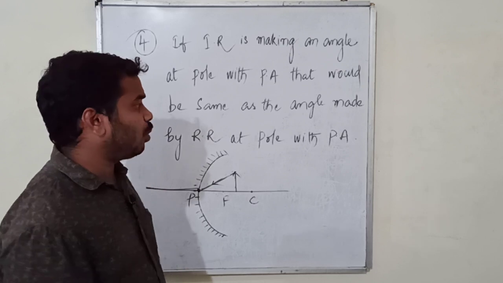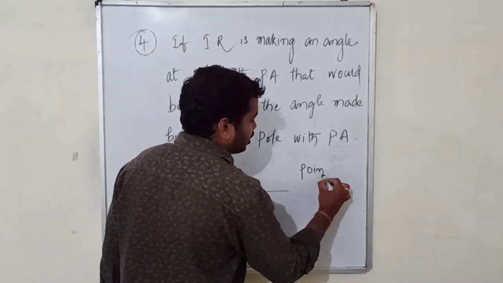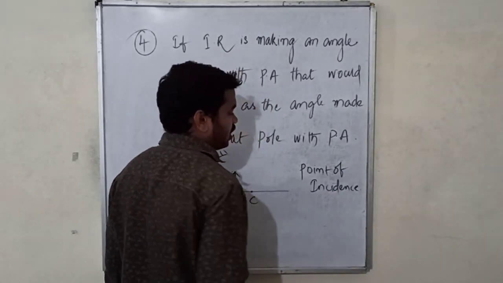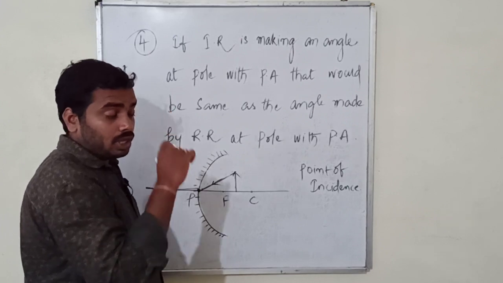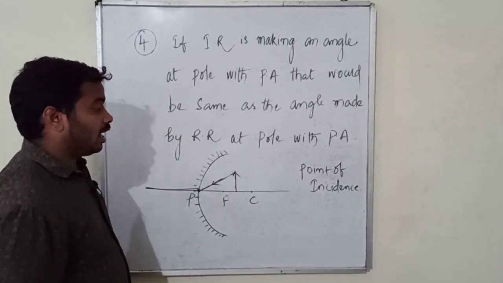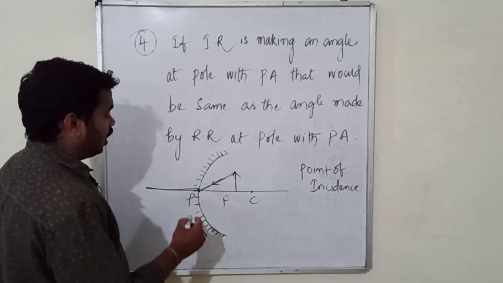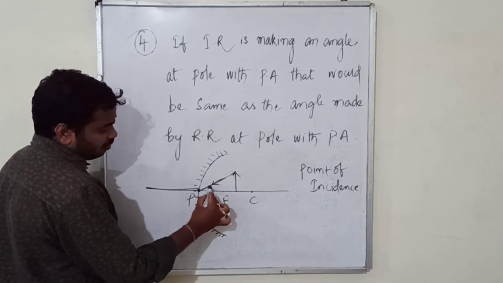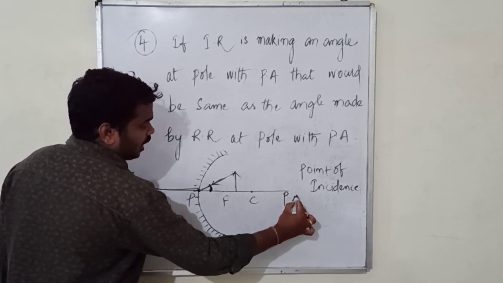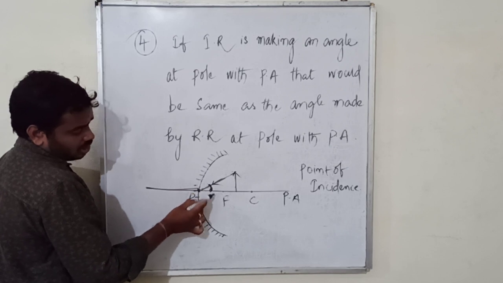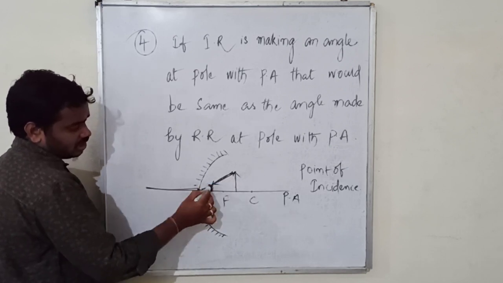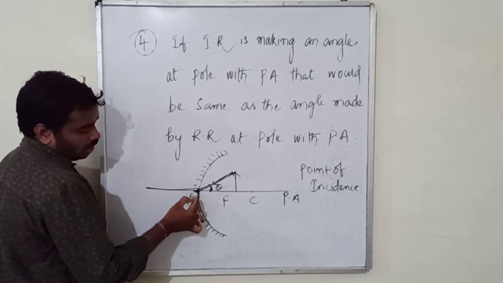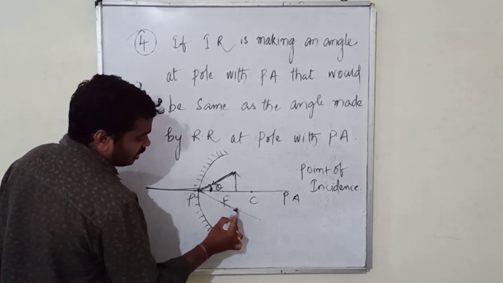If you don't know what the point of incidence is, try to go through lecture number 1 where I have explained the laws of reflection. There you go. Okay, the pole will become the point of incidence. At this pole, the incident ray will make an angle with the principal axis. This is the principal axis. This is the angle made by the incident ray. Let it be theta.